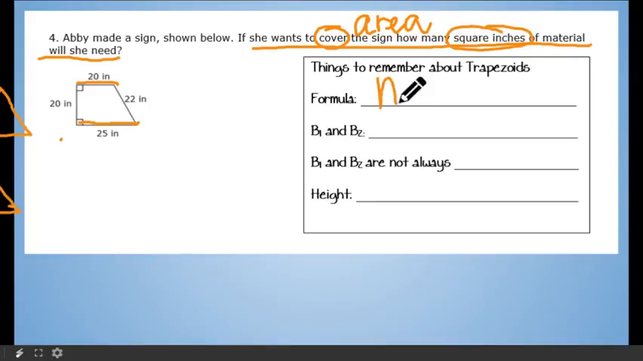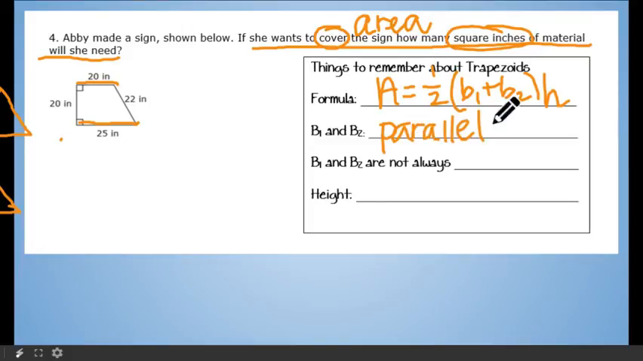On your chart, this one's a little complicated, so make sure you reference your chart as you're writing it anytime you're dealing with trapezoids. The formula is going to be A equals 1/2 (B1 plus B2) h. All that means is base 1 plus base 2, and then there's an H, meaning times the height. The reason it says B1 and B2 is there are 2 bases on a trapezoid, and the bases are always going to be parallel. B1 and B2 are always going to be the 2 sides that are parallel.